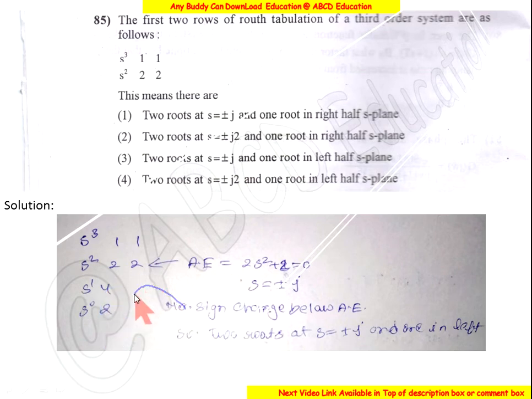Okay, so if there is no sign change below the auxiliary equation, then the roots are symmetrical about the real axis. So the roots are s equals plus minus j, and one root lies in the left half of the s plane. So the answer is third. The roots are plus minus j and one root lies in the left half of the s plane. So the correct option is third.